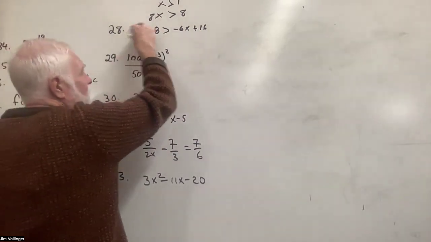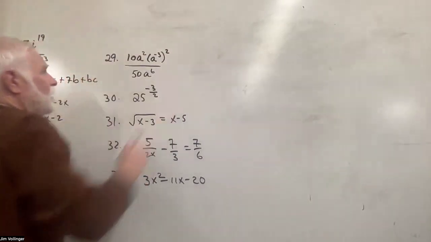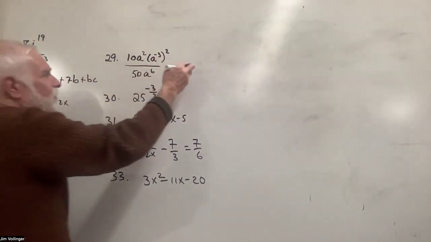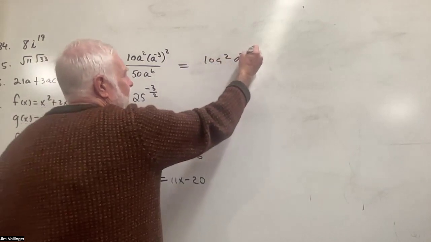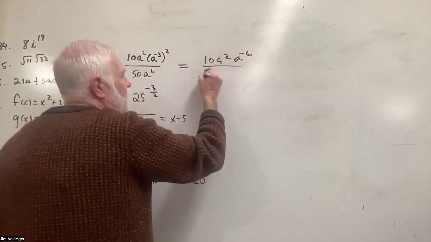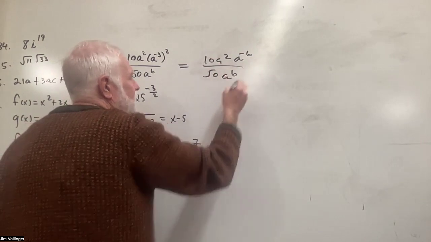I'm going to keep going because I don't know how much time I have left. All right, so 2 times negative 3, that gives me 10a squared times a to the minus 6 over 50a to the 6th.